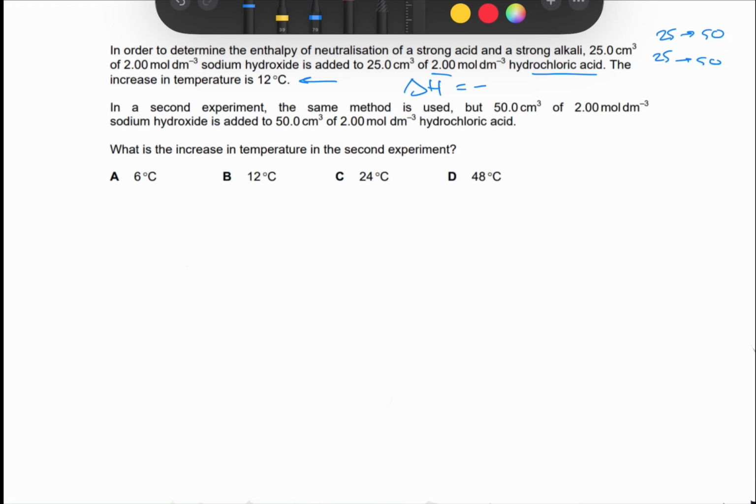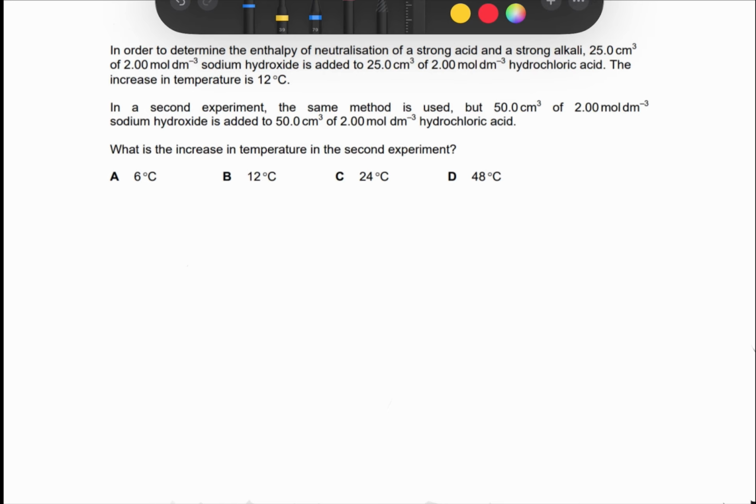Generally speaking, if you look at these questions for the first time, you say, okay, since the first delta T when we use 25 cubic centimeters for both gives us 12 degrees Celsius, if we double the volumes, we're supposed to have 24 degrees Celsius. But this point is not solved in this method. We have to remember something else or relate our answers to something else.